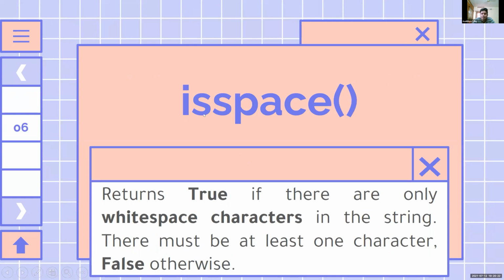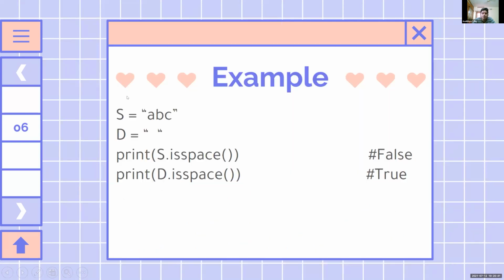The next is isspace function. It returns true if there are only white space characters in the string and there must be at least one character. Otherwise, the function will give the output as false. It is used to check whether the string consists of only spaces. So here we give S is equal to ABC and D is equal to just a space.